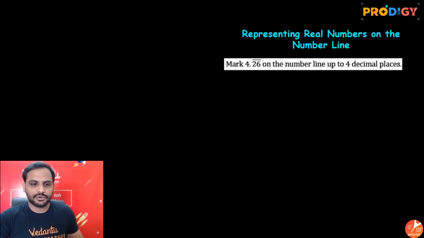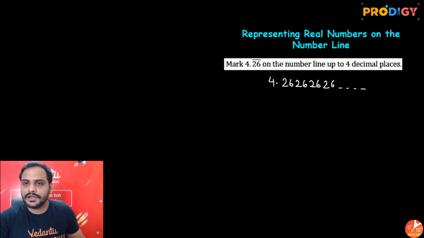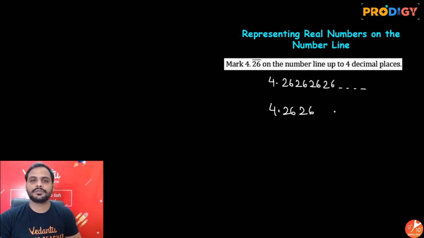Suppose you have been told to mark 4.26 bar on the number line. 4.26 bar means 4.26, 26, 26, 26, and so on, up to 4 decimal places. Up to 4 decimal places means 4.2626 we need to put. Okay, beta? That is what we need to do.